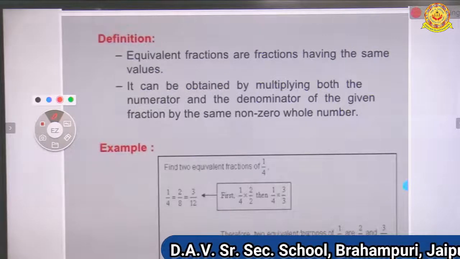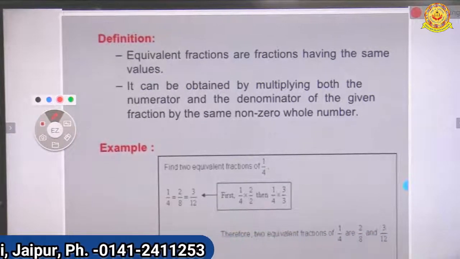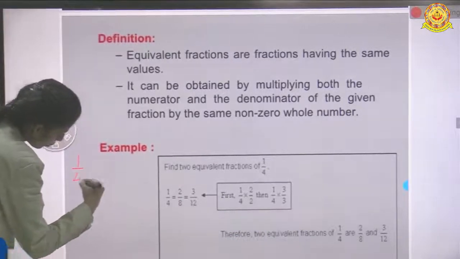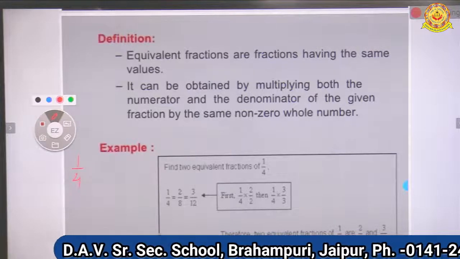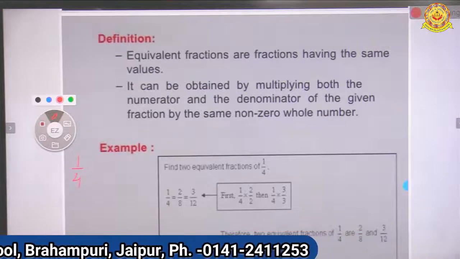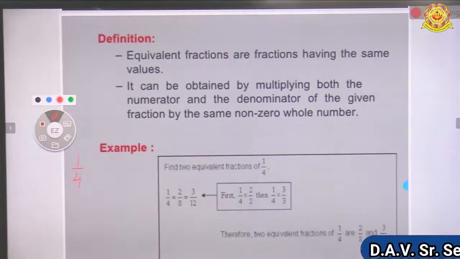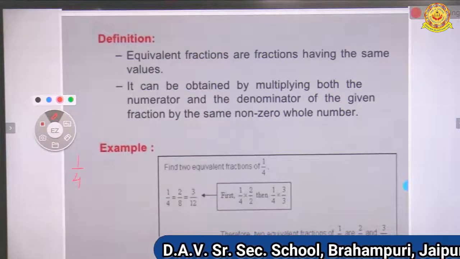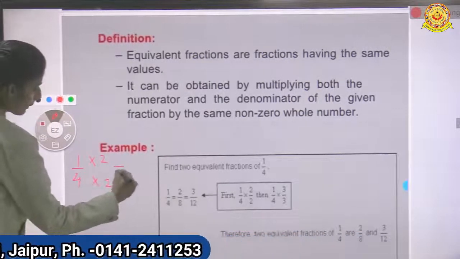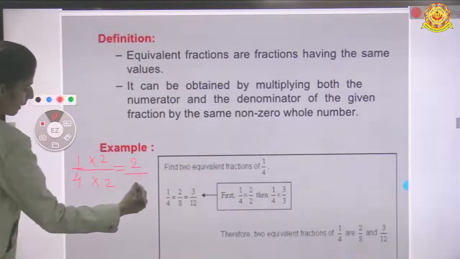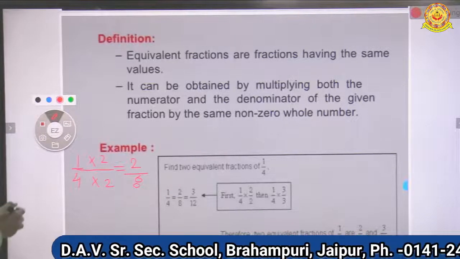non-zero whole number. For example, find two equivalent fractions of 1 upon 4. Now the question is, why do we not multiply by 1? Because if we multiply 1 upon 4 by 1 and 1, we will have 1 upon 4 only. So that is of no sense. After 1 we use 2. So I am multiplying 1 by 2 and 4 also by 2. 1 multiplied by 2, 2. 4 multiplied by 2, 8. One number I have, that is 2 upon 8.